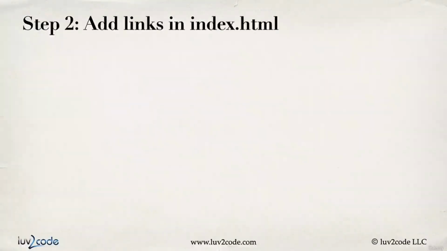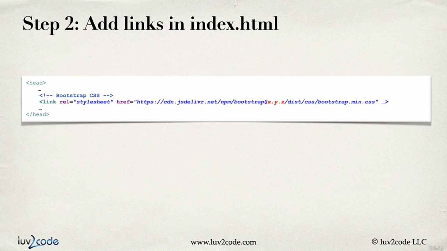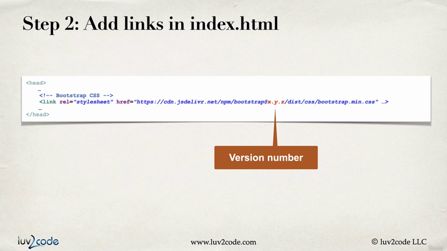In step two, we'll add the links in our index.html file. In the head section here, we'll just drop in the link tag and give an href to wherever those Bootstrap files are located. Notice here for the version number, I simply put in a placeholder. Your version will most likely be different, just because new versions of Bootstrap are released on a regular basis.